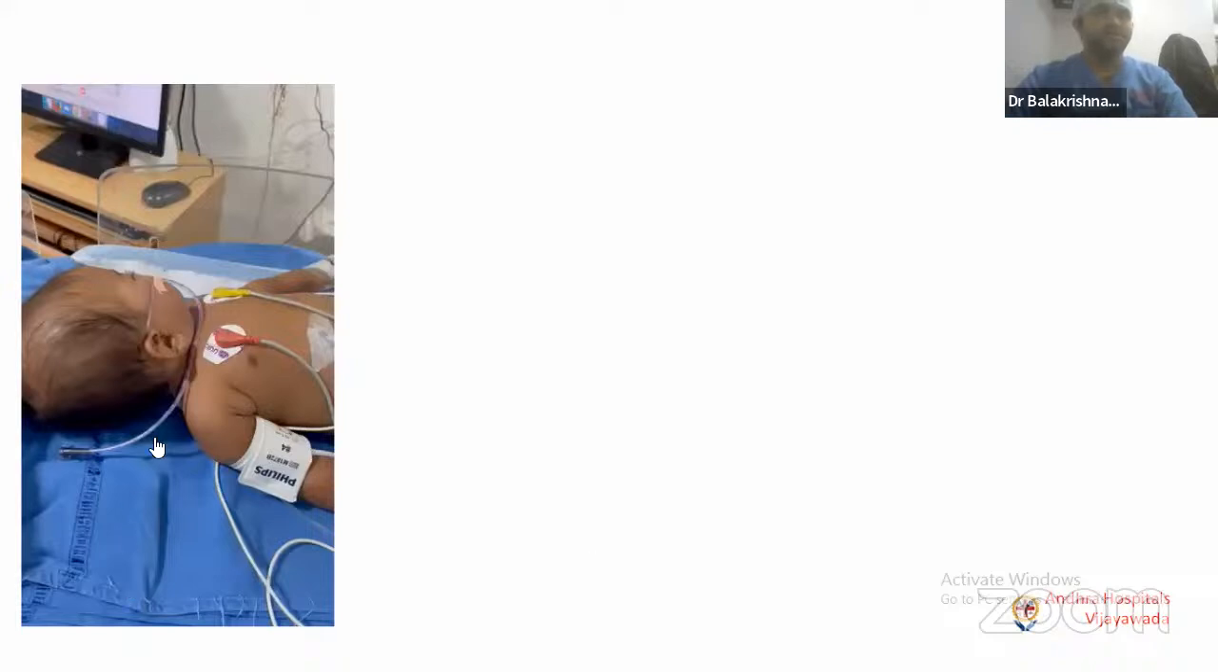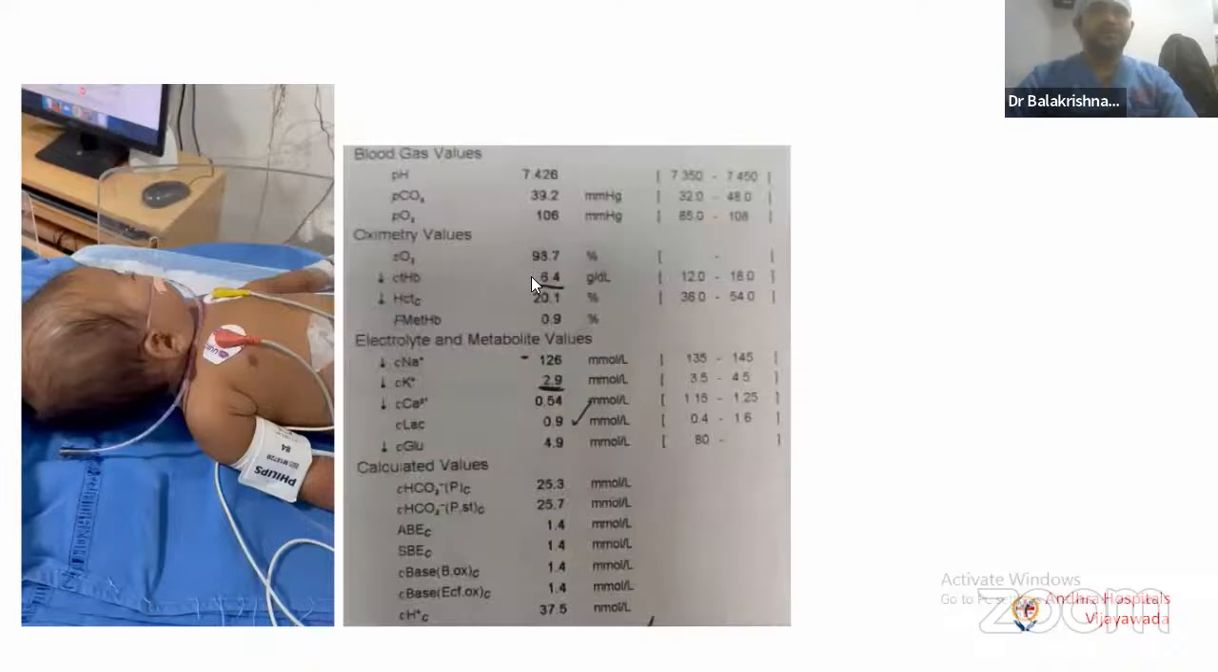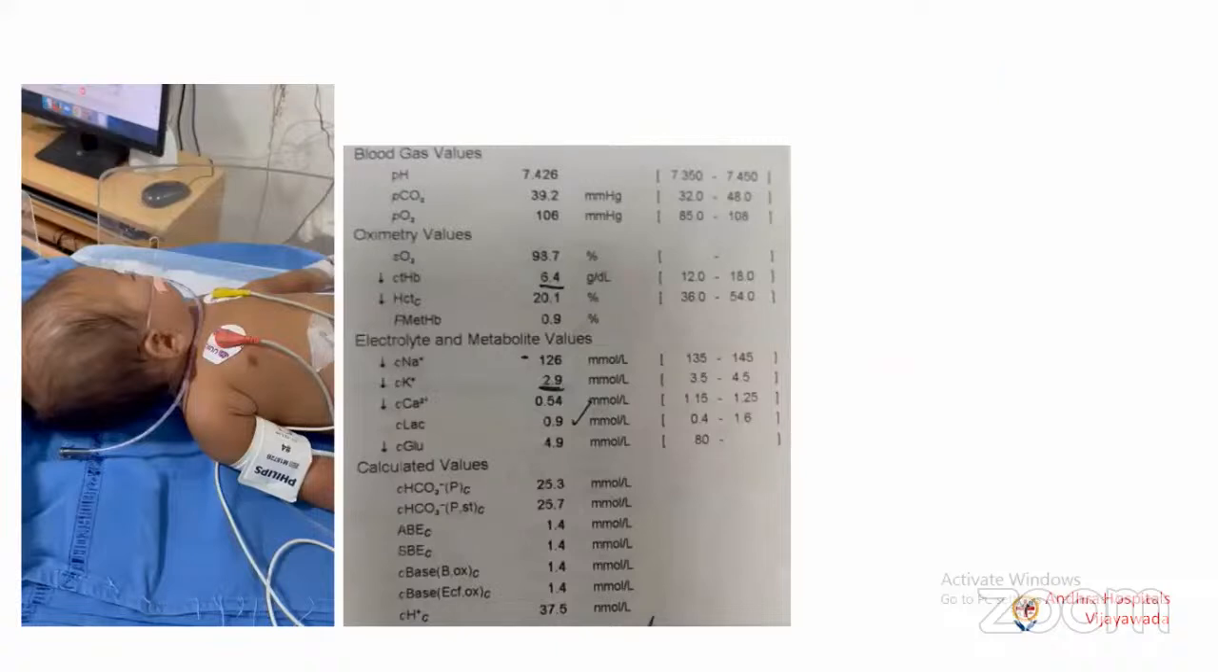The stridor has gone away. The distress got better. The peripheries have improved. This is the blood gas which has been taken after 4 hours. Can anyone comment on this blood gas? Normal. Hemoglobin, yes, Hb is low. That can be because of sampling, because Hb was already 7.7. You might be doing a blood gas and trying to take some samples.